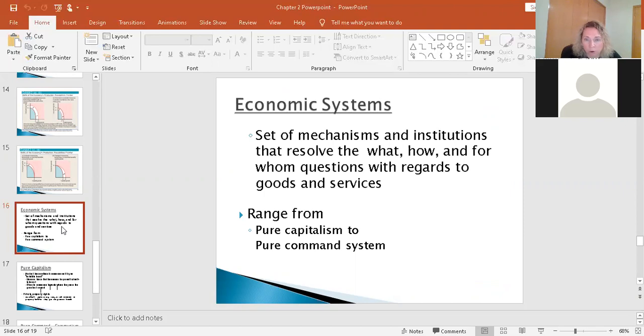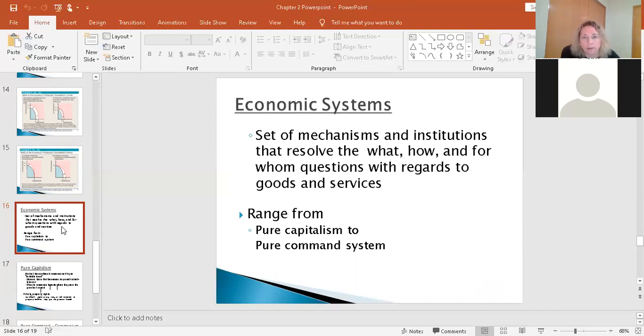And for those of you who travel, I am always fascinated when I go to a different place to see how these mechanisms work in terms of their economic system. So economic systems, by definition, are the set of mechanisms and institutions that resolve the what gets produced, how it gets produced, and for whom it gets produced questions with regards to goods and services.